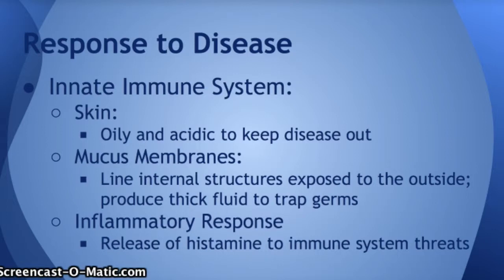The major players in the innate immune system are the skin, mucous membranes, and the inflammatory response system. The skin is oily and acidic, which keeps predators out, and the digestive system on the inside, which is still considered part of the skin response system, and the stomach acid work together to kill predators. The mucous membranes work because mucus lines the inside of your nose and mouth, and it traps microbes and expels them from the body, such as in the form of runny noses.